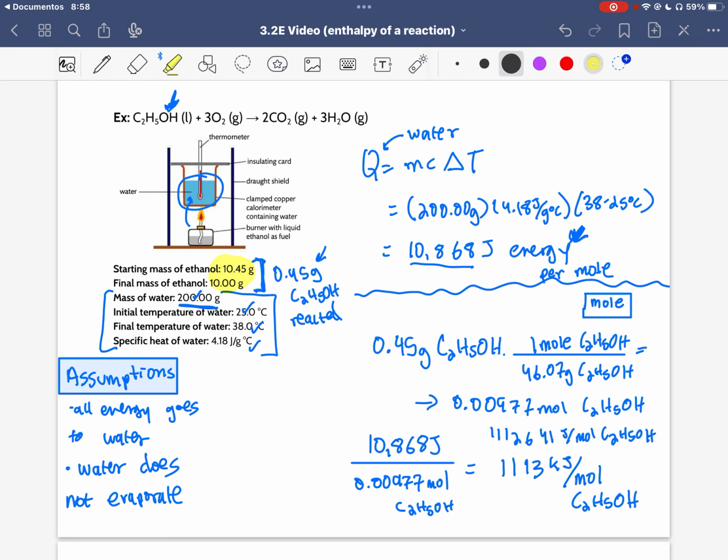And so this is helpful to me because now I can say not just for 0.45 grams of ethanol, this sort of random amount that happened to burn, but for every 1 mole of ethanol, this amount of energy is released. When 1 mole of ethanol burns, it releases 1,113 kilojoules.